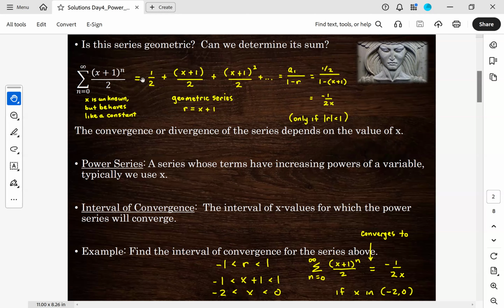So here we have a function that's equal to an infinite series. And of course, it only works when your r value is between -1 and 1. So we swap in our r value to find what we call an interval of convergence. This relationship up here holds only when x is between -2 and 0. So we could actually say the series is equal to this function.